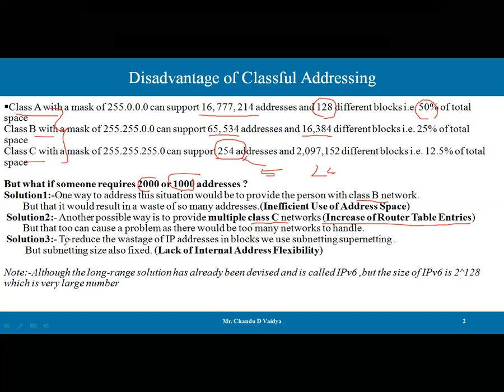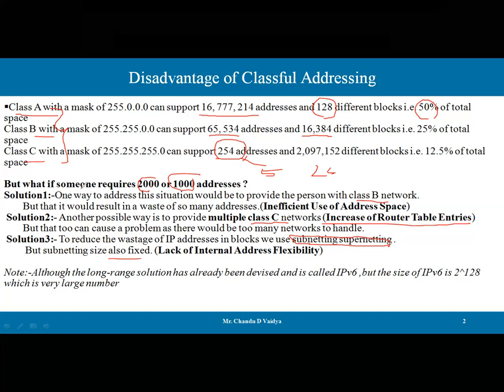Then solution number 3 is to reduce the wastage of IP addresses in a block. We use subnetting or supernetting, which we have discussed. On the basis of the requirement, we can increase or decrease the size of the net IDs, but the subnetting size is also fixed. So we can have only a fixed size of subnetting, we cannot have variable sizes, so the requirement cannot be satisfied. So here there is a lack of internal address flexibility.